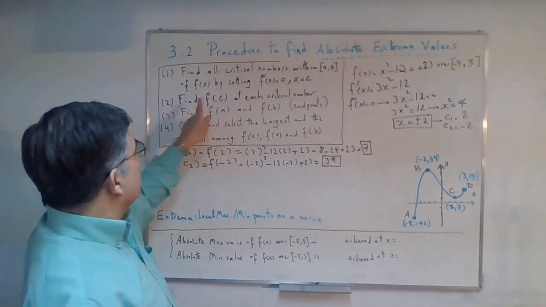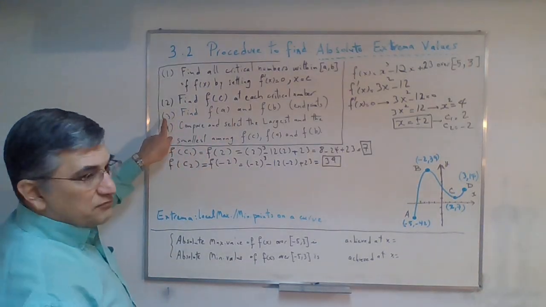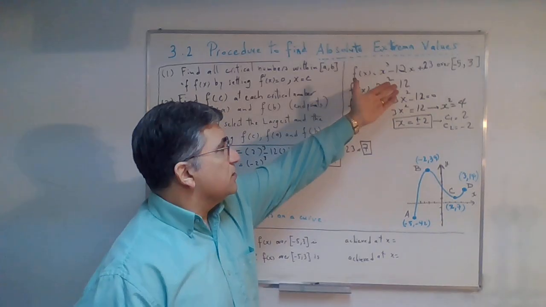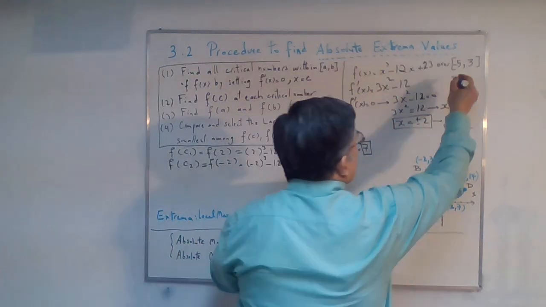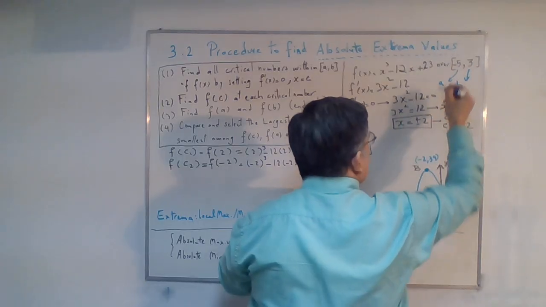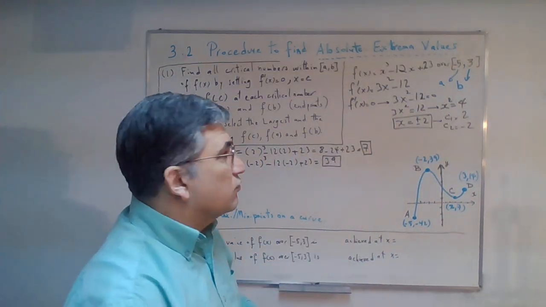At each critical number, we found the value of f. Step 3 says find f at a, f at b. Well, this is so simple. They give you the a and b values. Here, this is your a value, and this is your b value. It is given to you in the question. You don't need to worry about it.